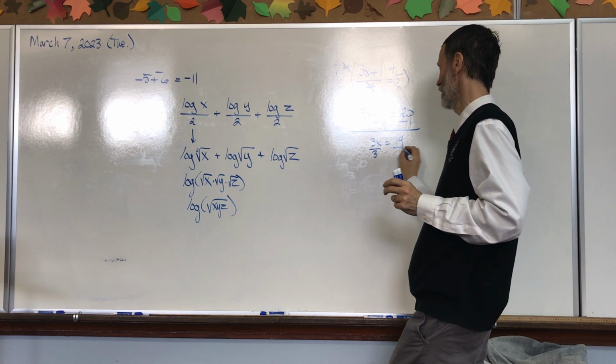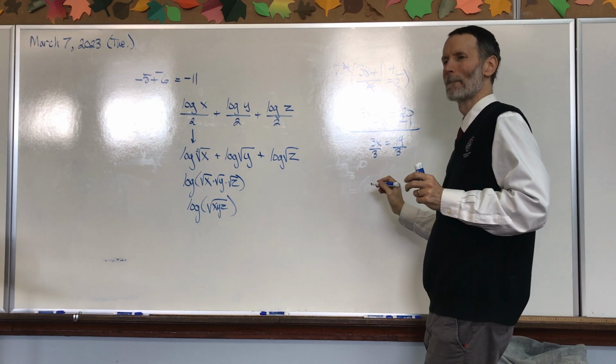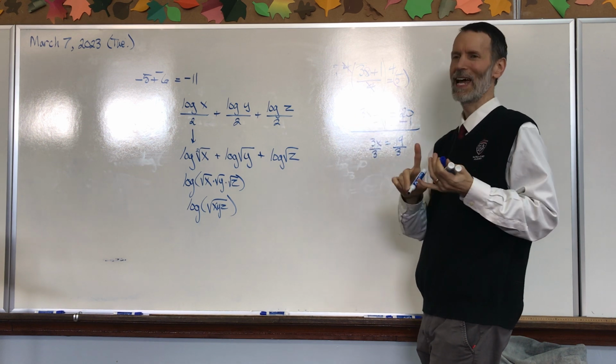Divide both sides by 3. Why do you divide by 3? Because you get rid of the 3. Yeah, and did they attack?